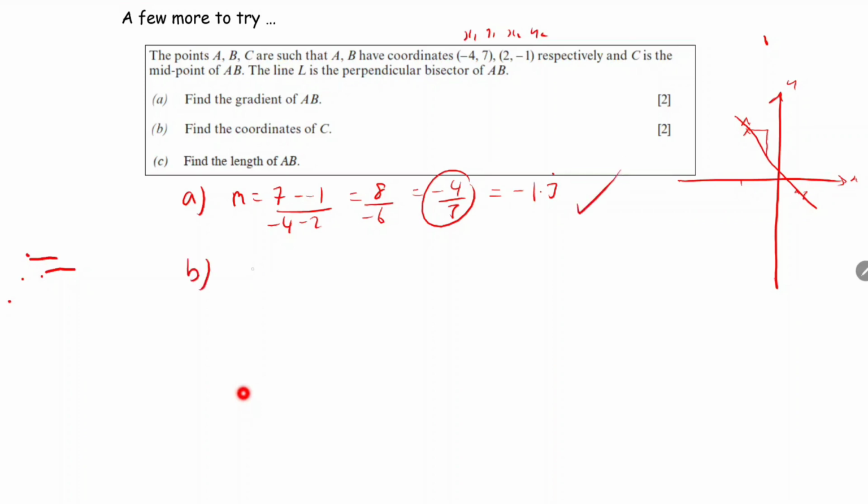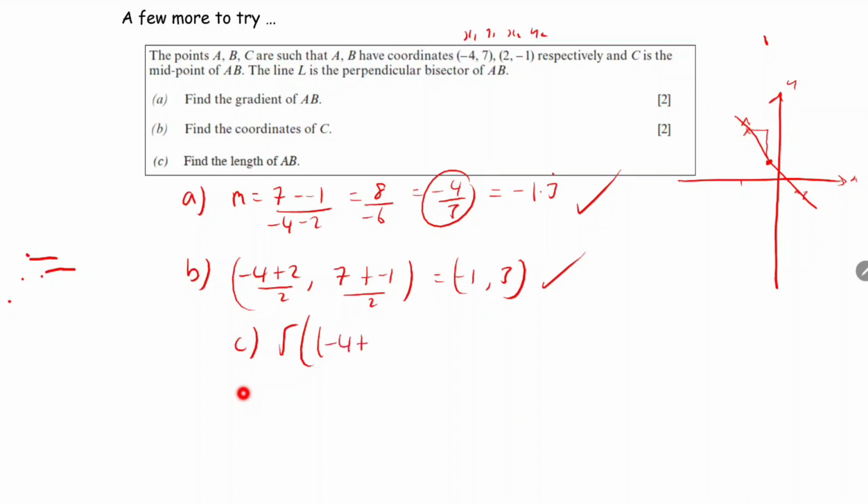Part B, find the coordinates of C, which is the midpoint. So that's going to be minus 4 plus 2 over 2, combined with 7 plus minus 1 over 2. Minus 4 plus 2 is minus 2, divided by 2 is minus 1. 7 plus minus 1 is 7 minus 1, which is 6. 6 over 2 is 3. So our midpoint is minus 1, 3, which is about there. Seems correct.